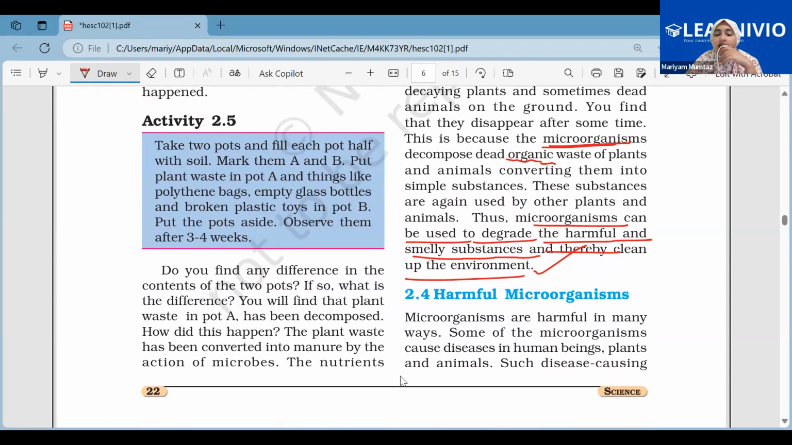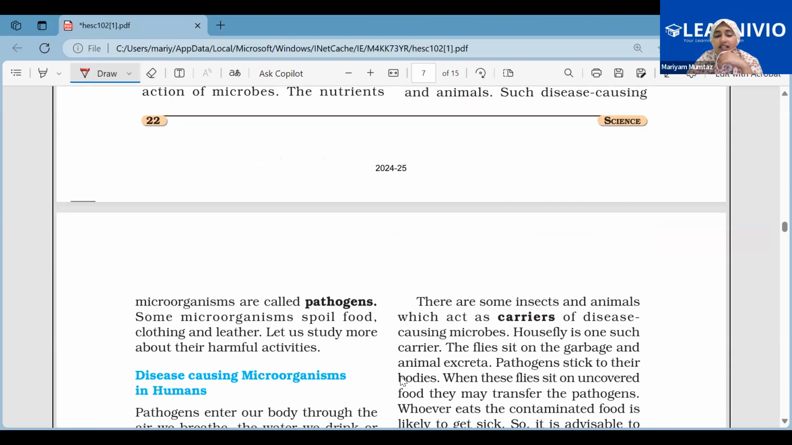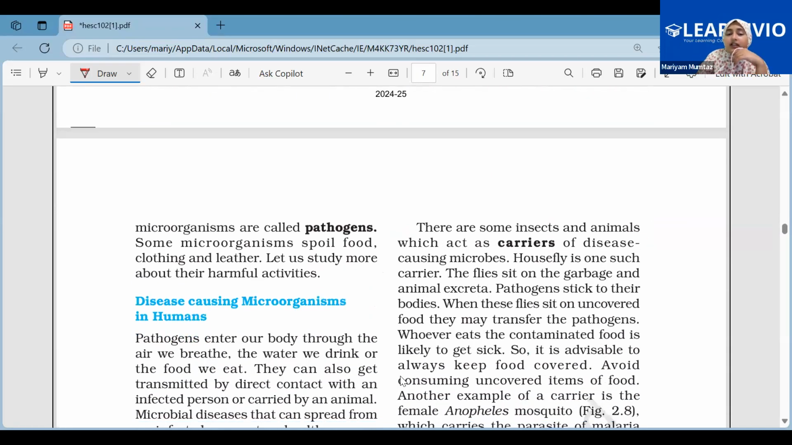Yes, ma'am. Then comes harmful microorganisms. Now, all those microorganisms that cause diseases in our body, we call them harmful. And those disease causing microorganisms, we call them pathogens. So some microorganisms spoil the food, they spoil the leather and clothing. So let us see one by one.